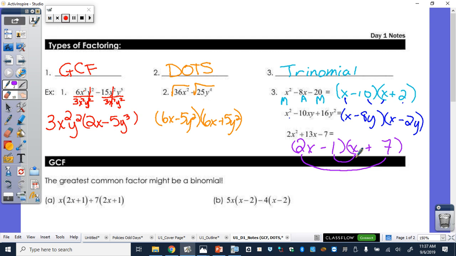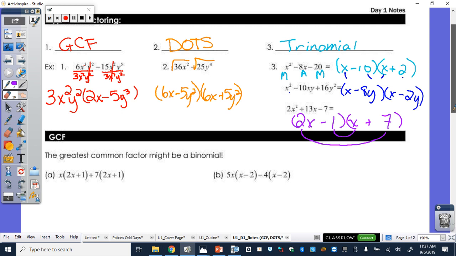So if you got that number out in front, that does always affect the way it's going to get you your middle term.